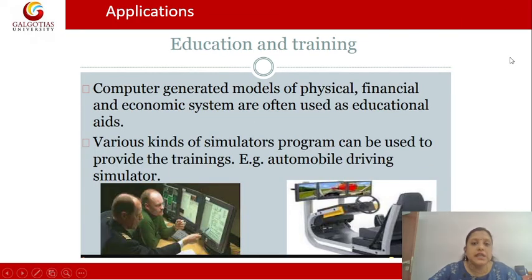Now, in the education and training field, we use computer graphics: generated models of physical, financial, and economic systems are often used as educational aids. Various kinds of simulator programs provide training. Suppose an automobile driving simulator in a virtual reality environment, where we drive as if in a forest or in snow, etc. In education, we use computer graphics in various types of training programs.